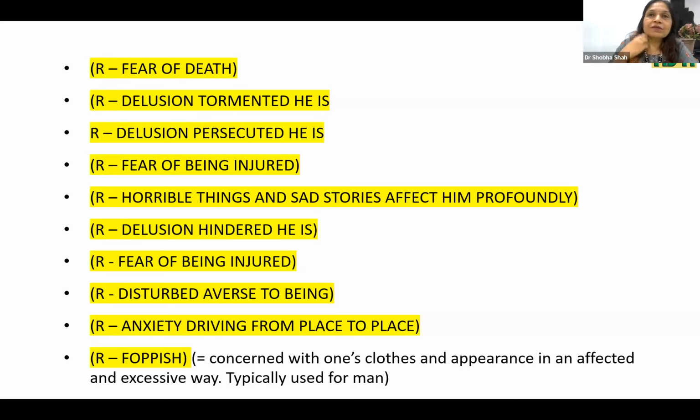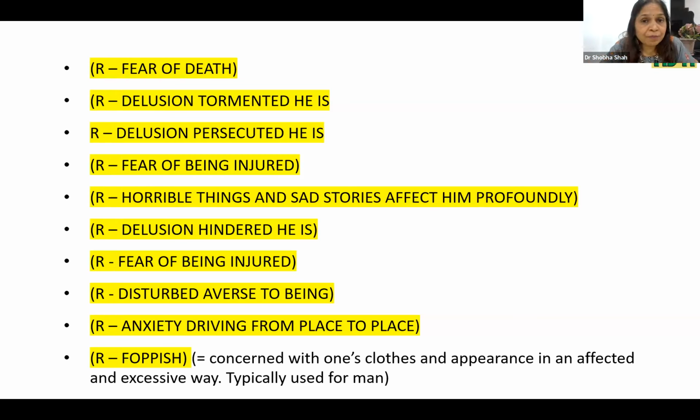This rubric, foppish, is usually applied in males. The way coquettish is usually applied in females, foppish is usually applied in males. It is concerned with one's clothes and appearance in an affected and excessive way, which is typically for men. So I have seen this many a time recently. This remedy, I have recently started understanding more and more in depth. I've been able to prescribe it in a lot of cases with fantastic results, and in different types of pathologies also. So if the males who come to you are properly dressed, who come with istri tight clothes, or who are wearing some things.